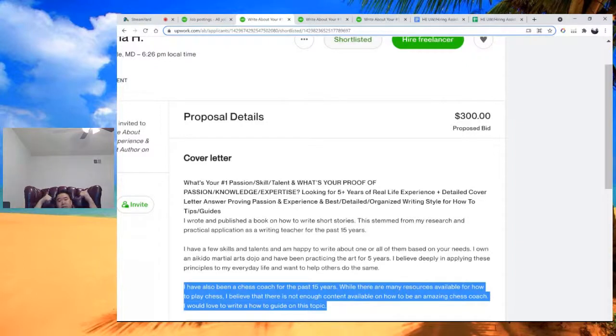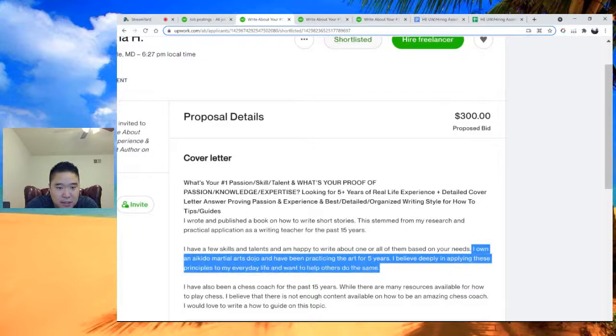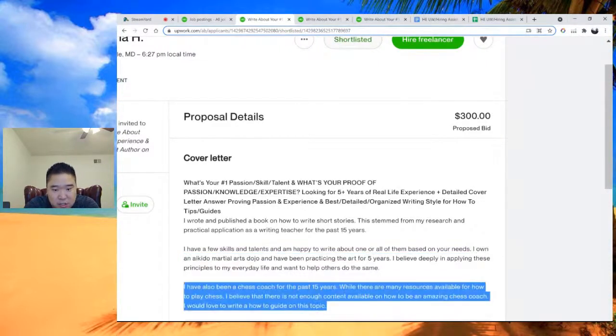But expertise, I would say the chess coaching expertise wins this time. Okay, head to head. She has 15 years experience. A third question is cover letter answers. Which answers provide more maximum effort in the cover letter between the two topics? For Aikido, she mentions she has a few skills and topics she writes about, all based on your needs. I own, okay, so technically it's even shorter. Talking about Aikido martial arts dojo, and I've been practicing the art for 5 years. Now she talks about chess coaching from here to here. It's even longer. So for the cover letter answer, chess coaching wins.